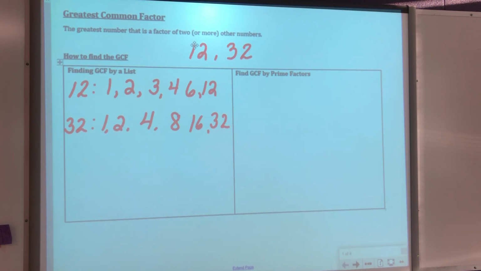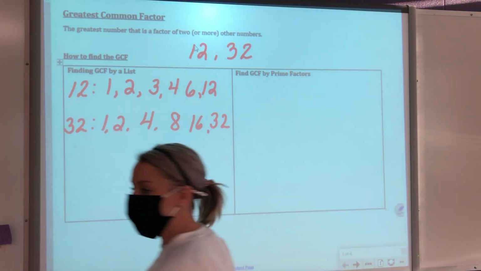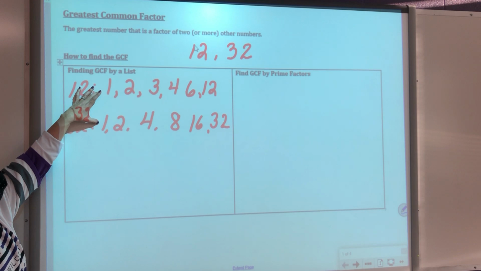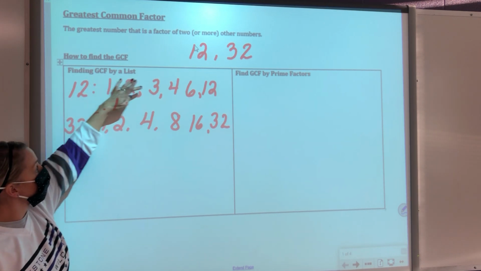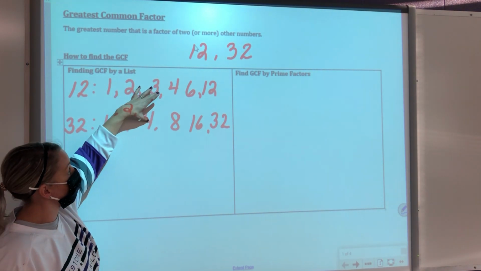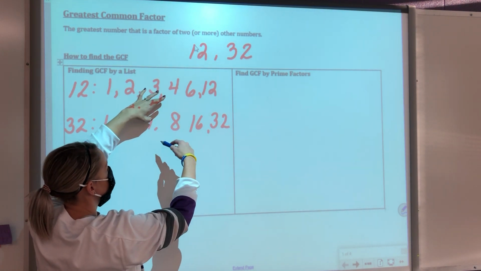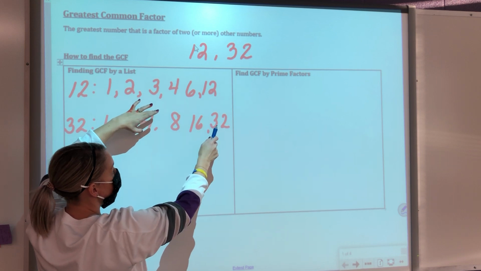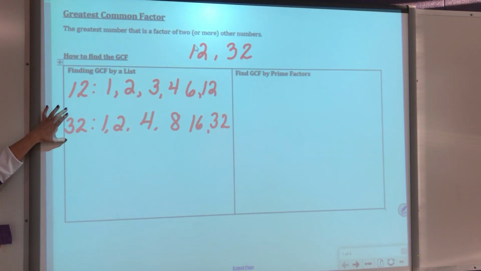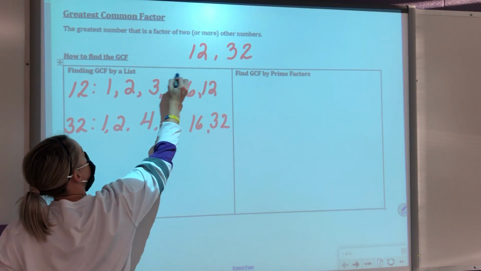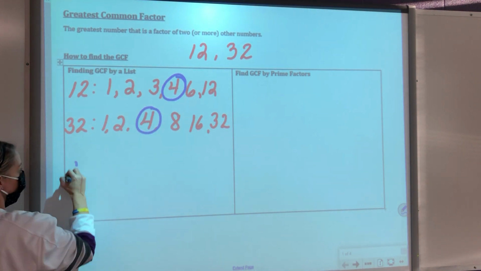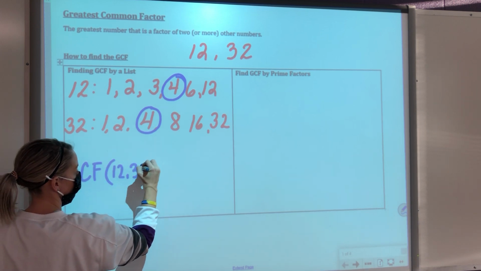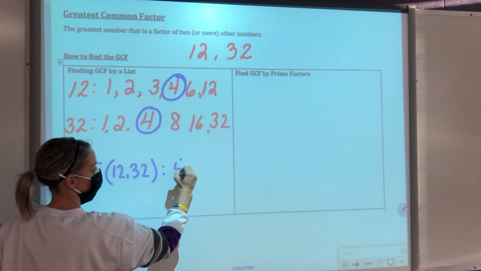Now, let's think about common factors. 1, yes? 2? Yes. Is there a 3? No. Is there a 4? Yes. What about a 6? No. 8? No. 12? No. 16? No. 32? No. So what's the greatest common factor of 12 and 32? 4. So the GCF of 12 and 32 is 4.